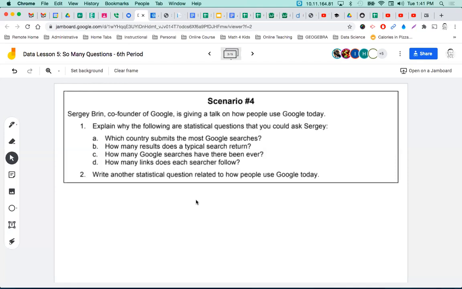How many links does each searcher follow? So if you search for something, it's kind of like how many links do you click on each time? And I'm guessing it's more than one. But I would be interested to see how many links they click on too.